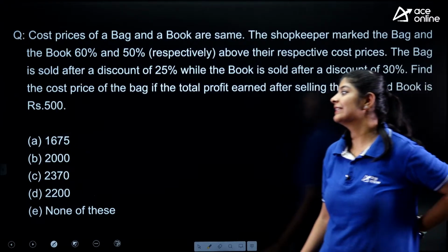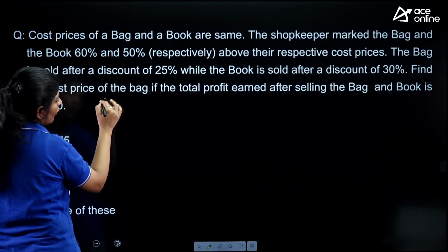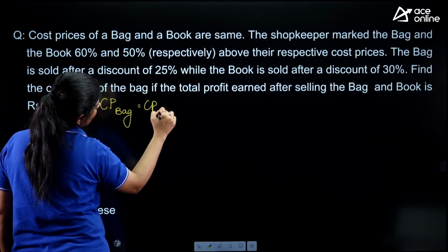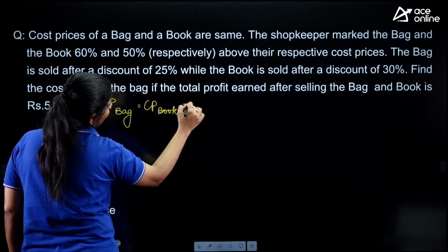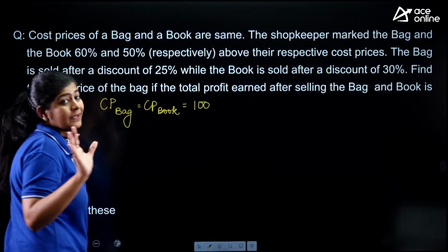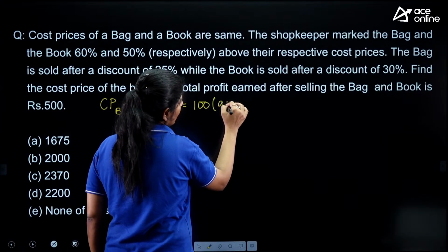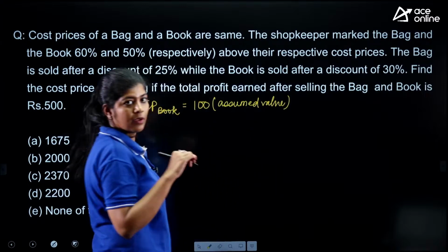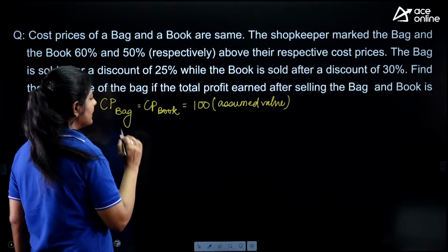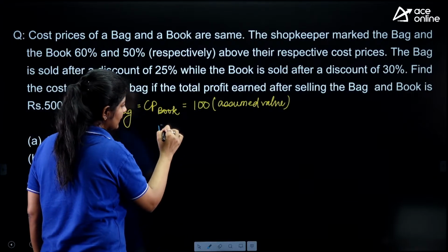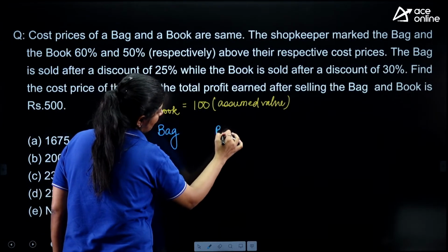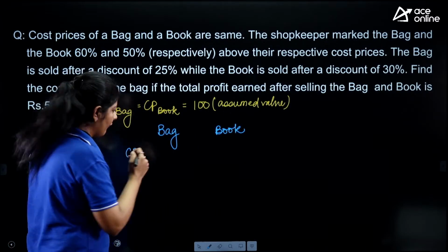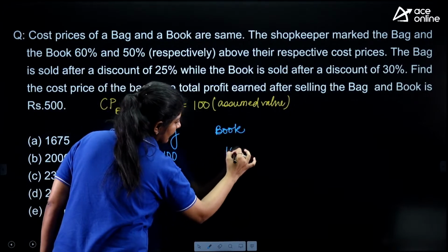It's very easy. The question is simply saying that the cost price of the bag is equal to the cost price of the book. And we are just assuming that it is 100 rupees. This is the assumed value. Now, the question is saying that we have two categories. The first one is bag and the second one is book. So according to this, the cost price that we have over here is 100 and 100.